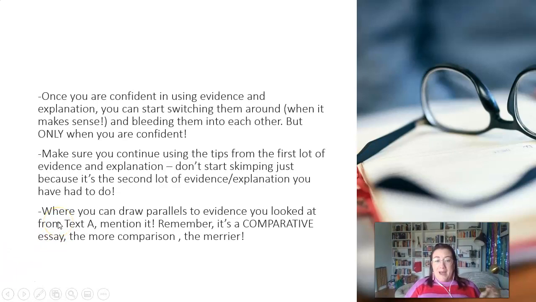Where you can draw parallels to your evidence that you've looked at in text A, do mention it. So if you have moments where you present something and you're like, oh, that's exactly the same as this, or this is completely different, mention it. Remember, it's a comparative essay, so the more comparison you can fit in, the better. Obviously, you don't want to repeat yourself, but if you find areas where you could just mention that this is similar in the other text, then that's really good to do, because it is a comparative essay.